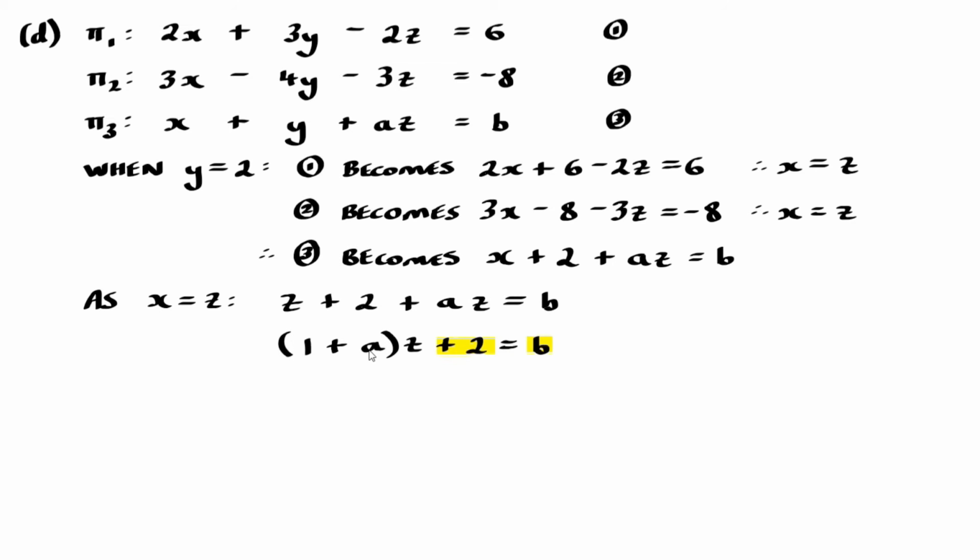I can rewrite this as (1 plus a) lots of z plus 2 equals b. Straight away, if we compare the number terms, you can see b is equal to 2. And if we compare the z terms, on the left hand side we have 1 plus a of them, on the right hand side we have 0 of them, meaning 1 plus a is equal to 0, in which case a is equal to negative 1. So we have a equals negative 1 and b equals 2.